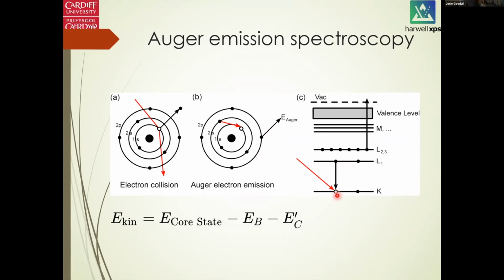And for this particular transition, we name it KL1L23, because K is the first hole left from an electron ejection, L is the first electron that falls into the hole, and the other L is the third electron, which we get from absorbing that amount of energy.